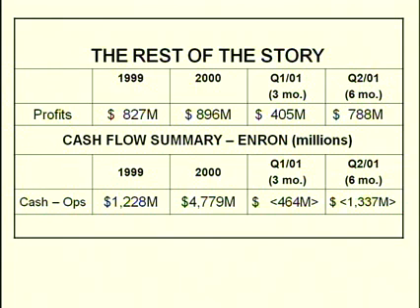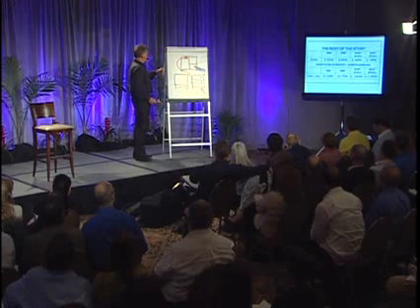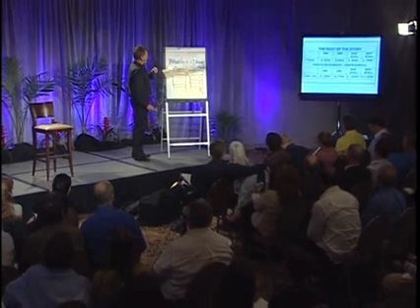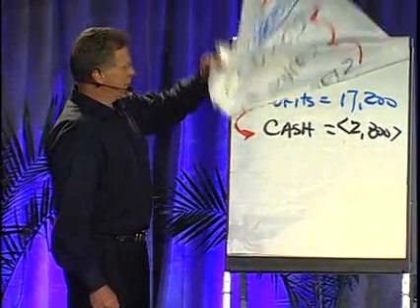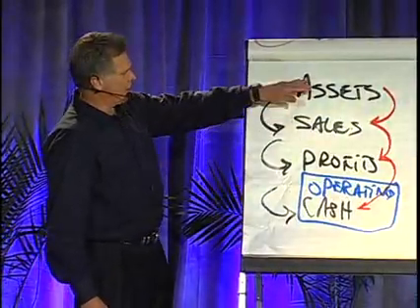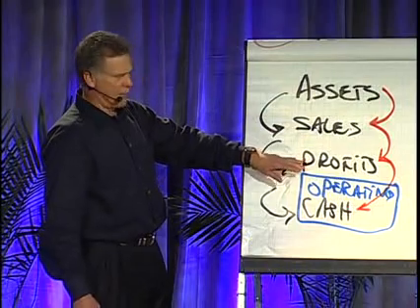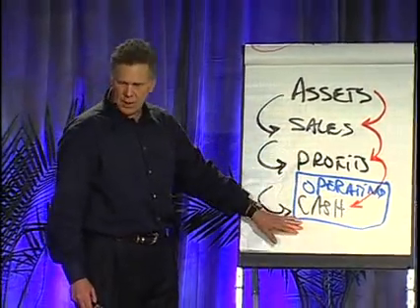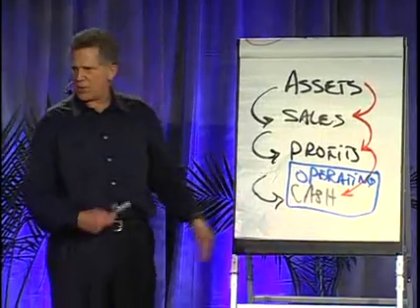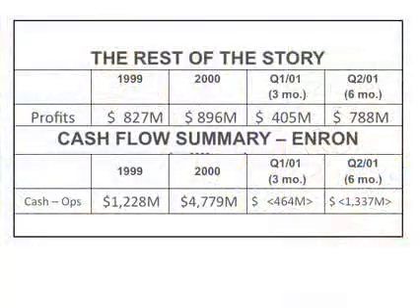Now, you know what they did? Take a look at 1999. What they did is they converted $827 million of profits into $1.228 billion of cash. Remember what I told you? One of management's jobs is to do what? Yeah, absolutely. One of management's jobs is to convert assets into sales, sales into profits, profits into operating cash. So this is how they did. I mean, they did pretty good in 99. They did really good in 2000.